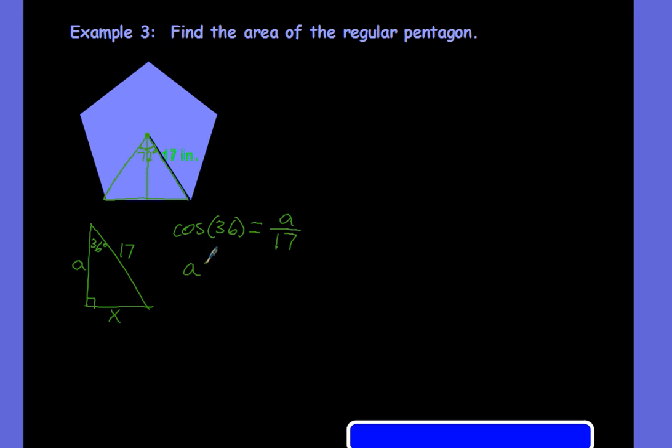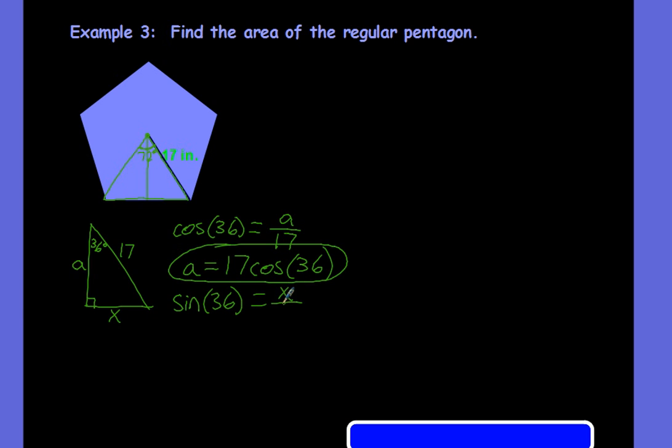Okay, so my apothem is simply 17 times the cosine of 36, which I'm going to leave just like that. Let's go ahead, I'll just make note. I'll circle that. There's my apothem. We'll use that in the end. Let's go ahead and find x right here. Now, if I do that, that looks like it's going to be sine, opposite over hypotenuse. Okay, so x equals 17 times the sine of 36.